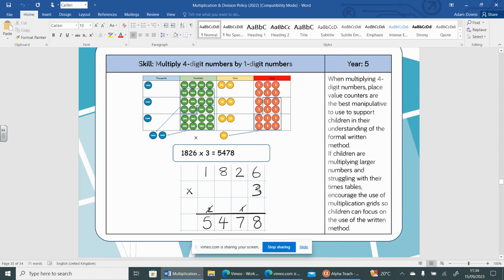And we go 3 multiplied by 6, and that's 18. My 8 would go there, my 1 goes into the next column. Got 3 multiplied by 2, that's 6. Add that 1, make 7, and we make sure we cross out that 1 so we know we've used it. Now we've got 3 multiplied by 8 is 24. The 4 goes in that column, 20 moves into the next column, and then 3 multiplied by 1, add the 2, makes 5. Cross it out, so I know I've used it. My answer is 5,478. So that's how that calculation works, exactly the same as the one we've just seen.